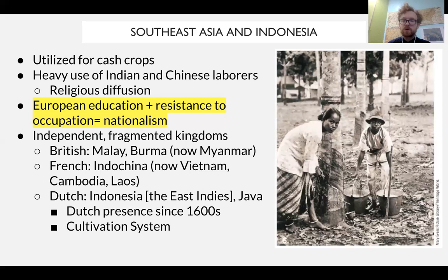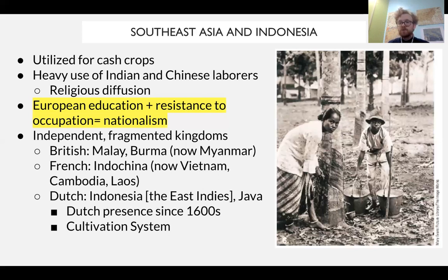Where are you getting these workers? Well, they're from India or China. We will see the immigration of Chinese and Indian workers into Southeast Asia. So this is going to lead to a rise in population in Southeast Asia, especially with the diffusion of immigrants.